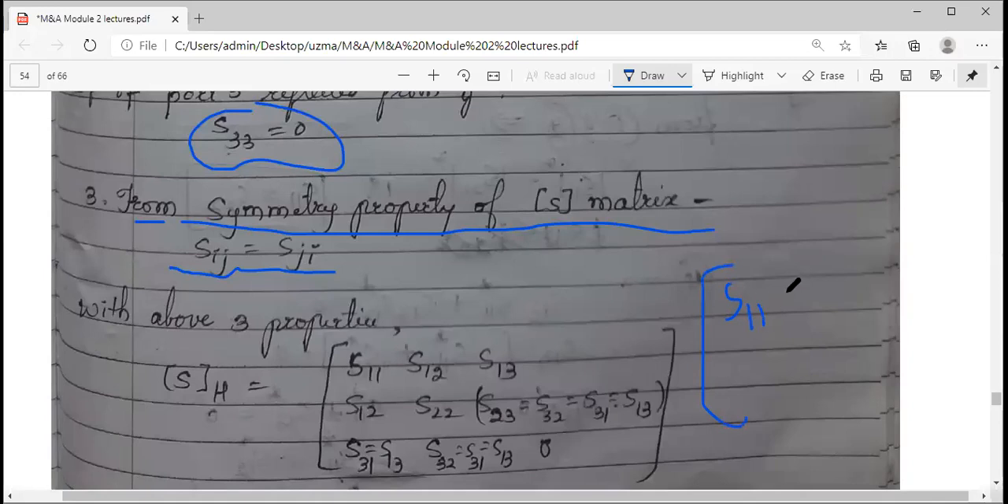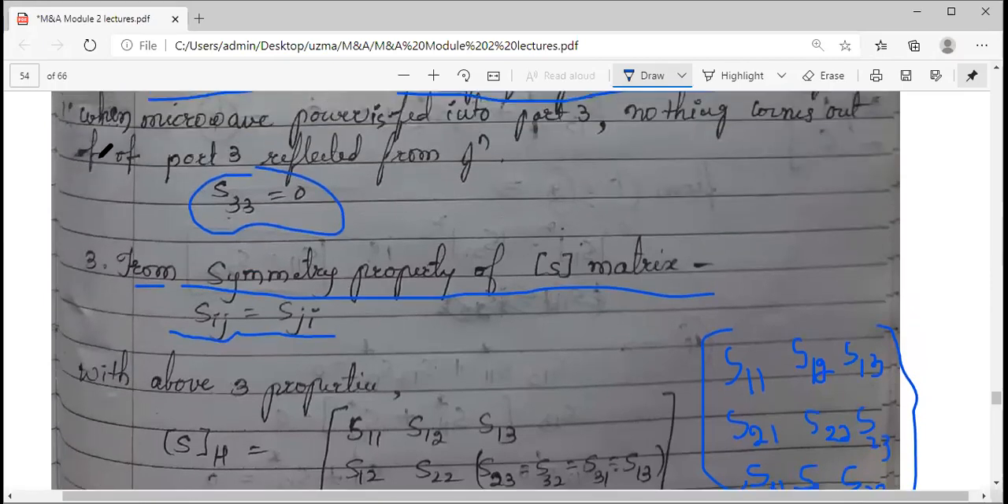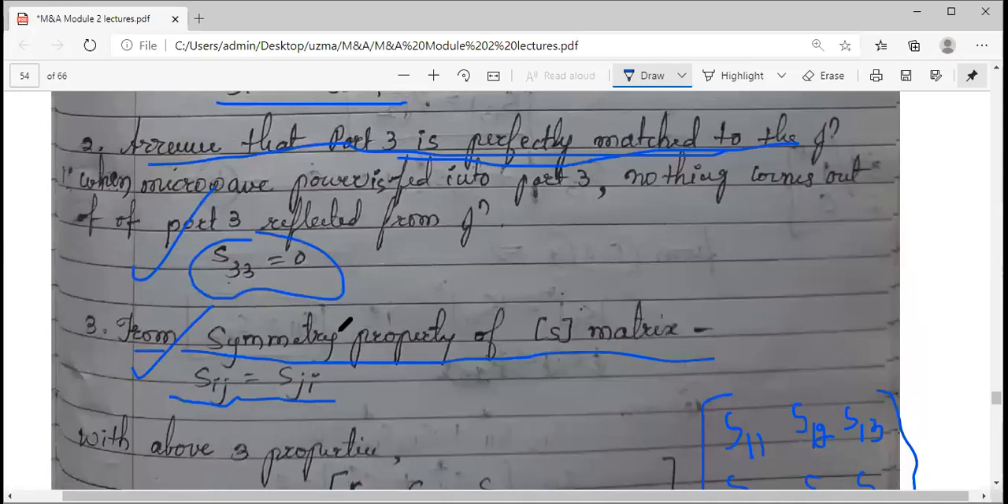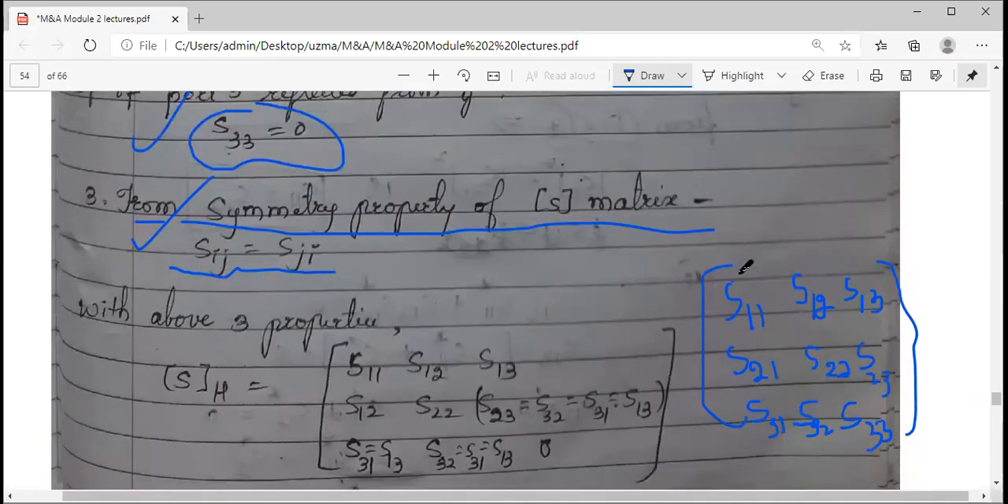So let me write the S matrix one more time. S21, S22, S23, S31, S32, and finally S33. This is your 3 by 3 matrix for the H-plane T junction. Now what I will do, I will make use of these above 3 characteristics, first, second, and the symmetric third. I will modify this. The first row, S11, S12, S13, I have not touched. I have kept these 3 parameters as they are.